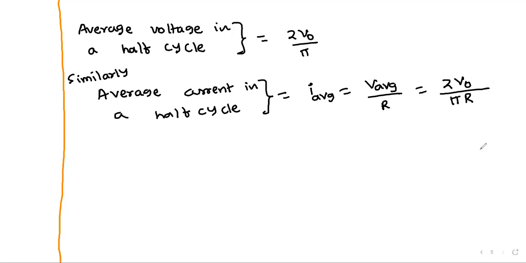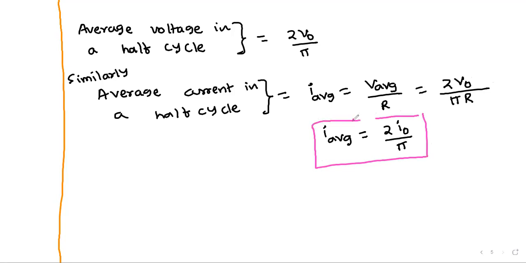V naught by R, I can write as instantaneous current I naught. So average value of current will be 2 I naught by pi. Is it fine? Okay. Now average value of voltage and average value of current is completed.